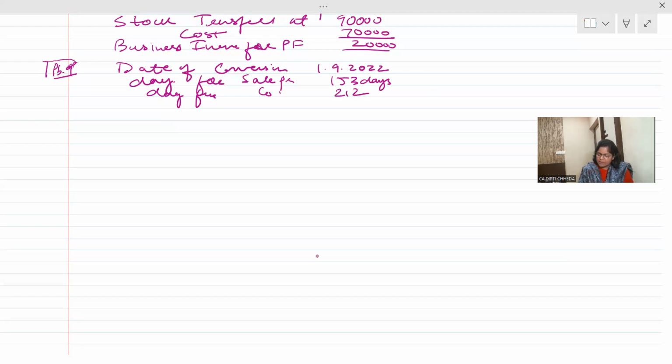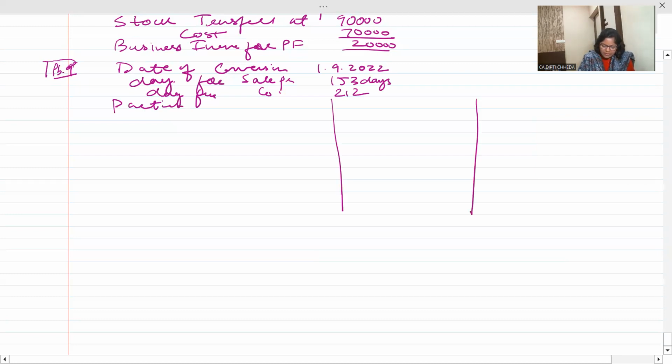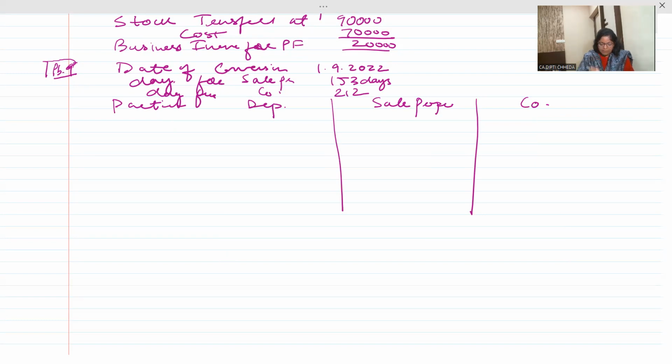212 days company. Now, there's a way. Either you can calculate one after the other, or you can do it in the column form in which I am doing. Particulars and depreciation for sole proprietorship and depreciation for the company. अब हम शुरू करेंगे ओपनिंग WDV. ओपनिंग WDV कितना था? 3 lakhs. And first day only they purchased.